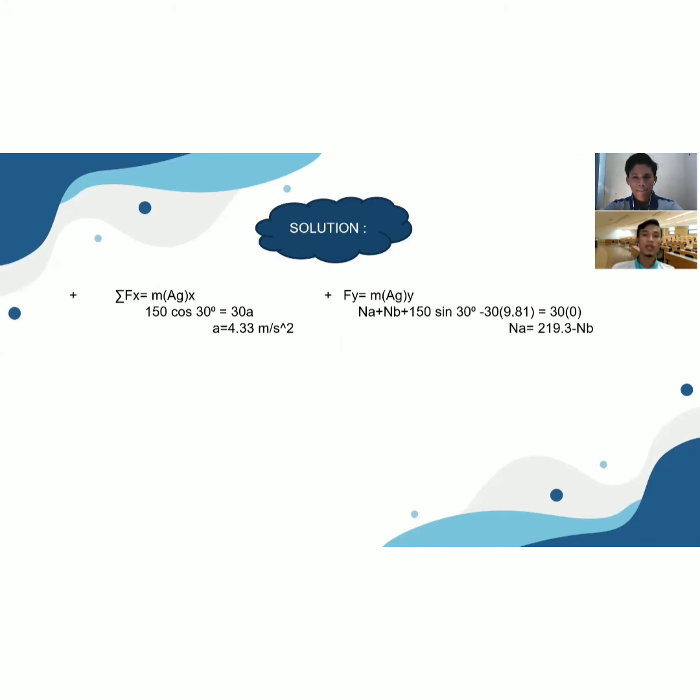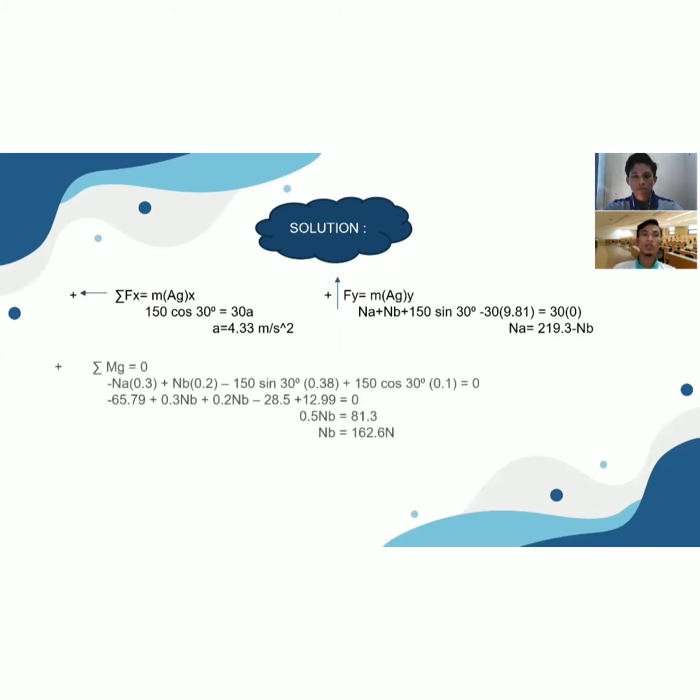equals 219.3 minus NB. So there is the term NB in NA. So we have to use another equation, which is the summation of moment, which acts on the point G at the center of gravity of the cart, and then we get the long equation to determine the sign convention of NA and NB.